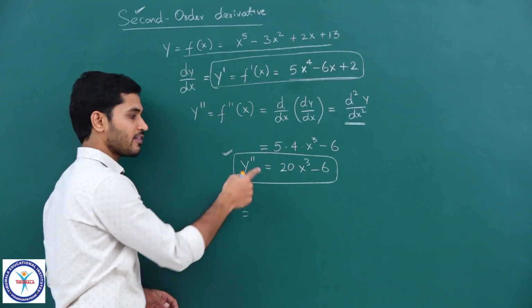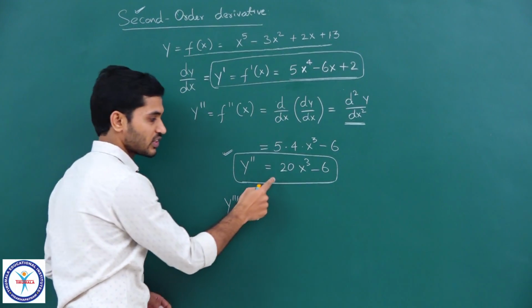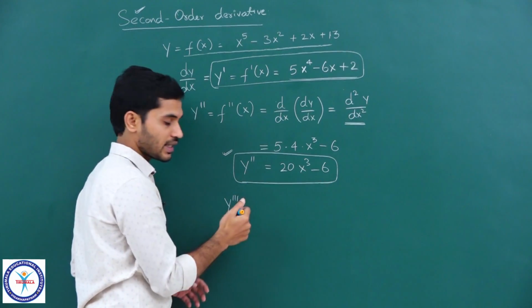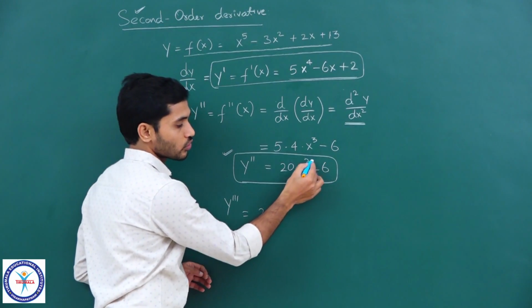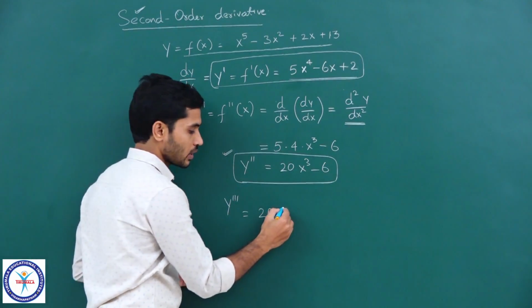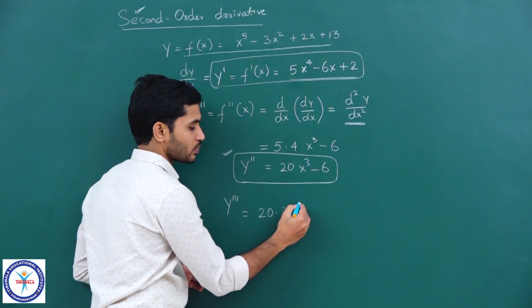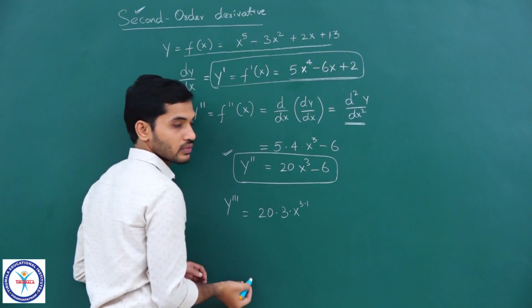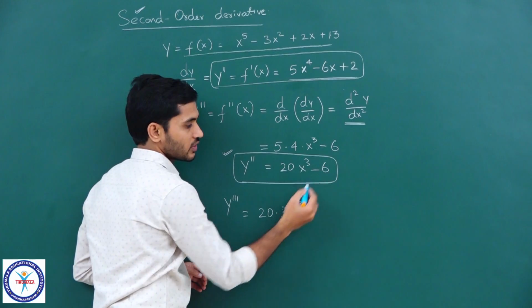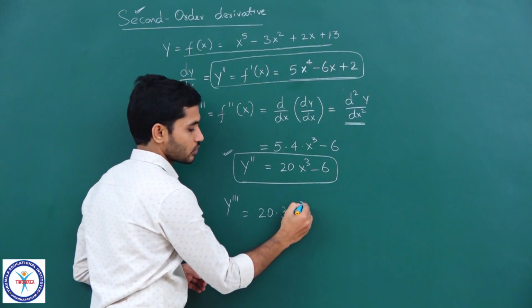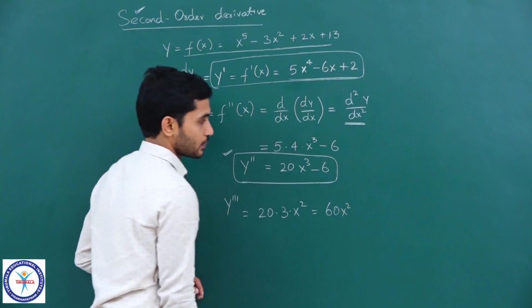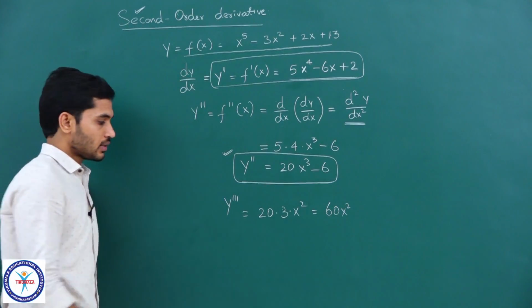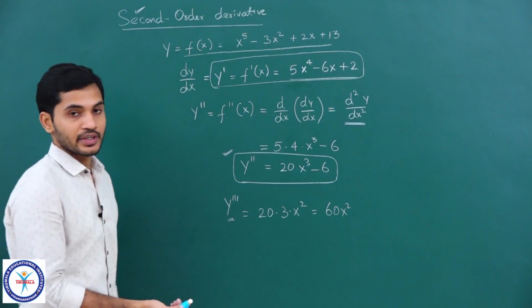What will be the value of y triple dash? This means derivative of y double dash. What is the derivative of this? You can quickly write that would be 20 into differentiation of x cube. What is that? 3 into x power 3 minus 1, right, and derivative of this is 0. So, 3 minus 1 is 2. So, this is the value we get, which is 60x square, correct. So, that would be third order derivative and so on.